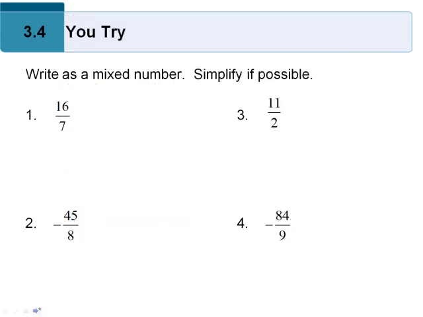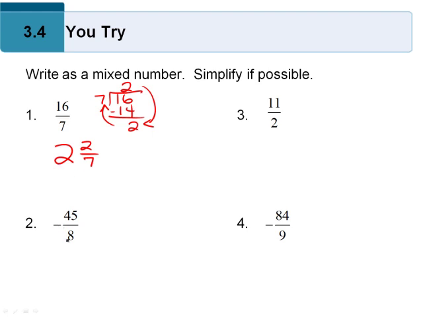Okay, so try these on your own. Write each one as a mixed number, and if you need to, simplify the fraction. Okay, but I don't think we have any that we can do that on. Okay, number 1. 16 over 7. So we're going to divide. 16 divided by 7. 7 goes into 16 2 times. That's 14. So that leaves 2. So we have 2 and 2/7. And just remember, you can always go back and check it. Make sure it gives you back the correct improper fraction.